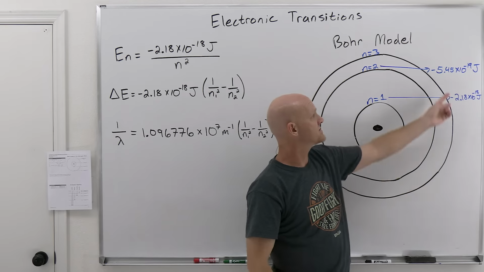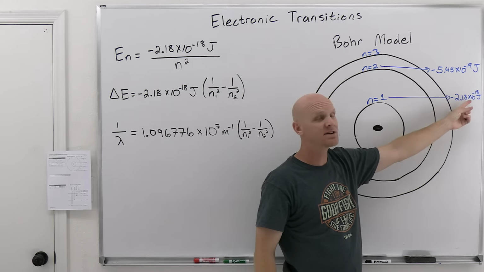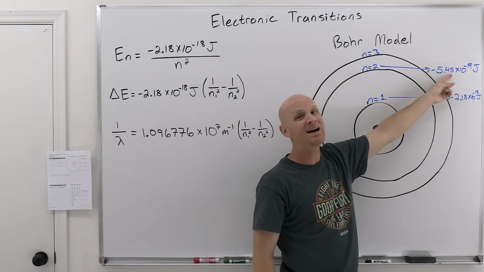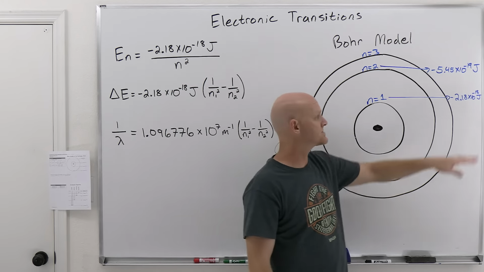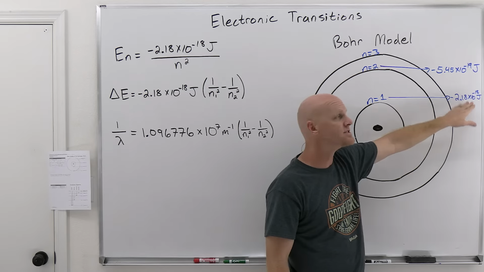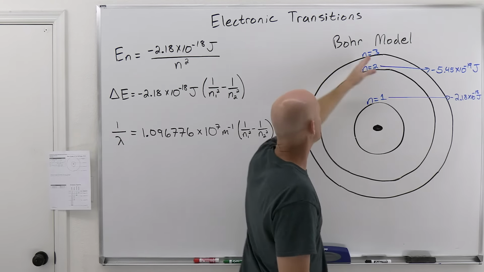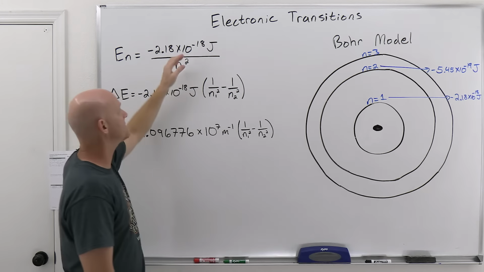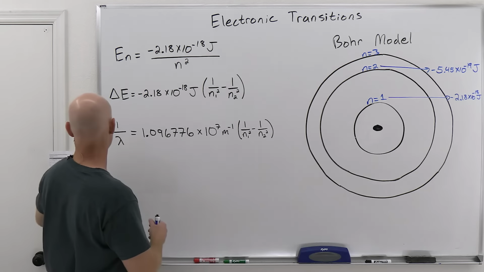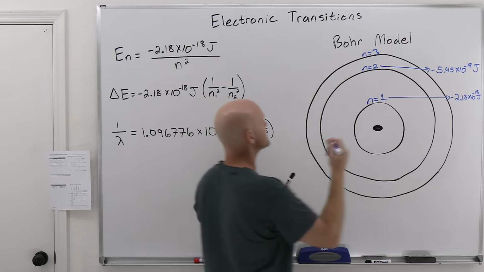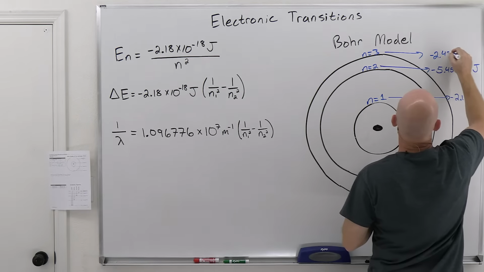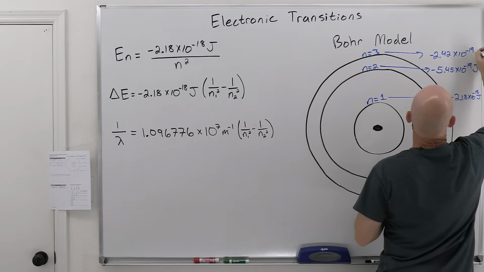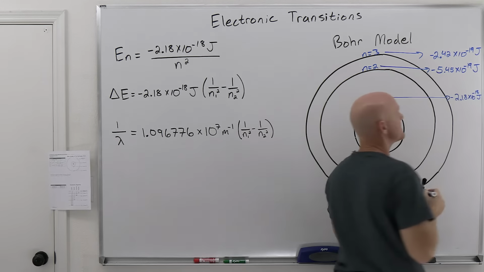And if you look here, 10 to the negative 19 is smaller than 10 to the negative 18. So this right here is a less negative number. So in being less negative, it's closer to 0. So this is lower, more negative. This is higher, less negative. And we go to n equals 3, same thing. 3 squared is 9. So this constant divided by 9, right off the study guide again, is negative 2.42 times 10 to the negative 19 joules.